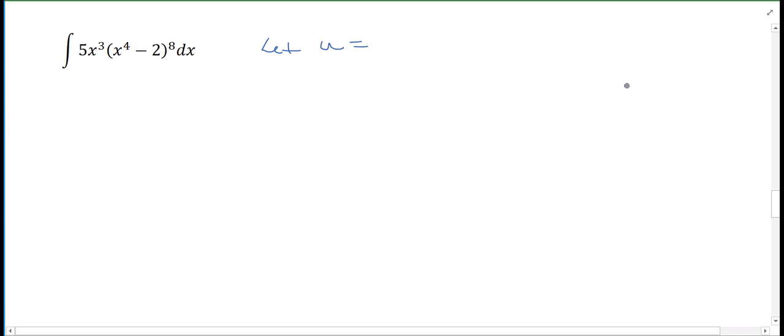So with that said, what makes sense for u here? Notice that if I let u be x to the fourth minus 2, what's the derivative of x to the fourth? 4x cubed. So I'm going to let u equal x to the fourth minus 2. And then my du, the differential version, is 4x cubed dx. The derivative of minus 2 is just 0. And does this show up in the problem? Yes, except for maybe a constant. That's what I mean by, does the derivative of one part equal another part of the problem? Maybe except for a constant.